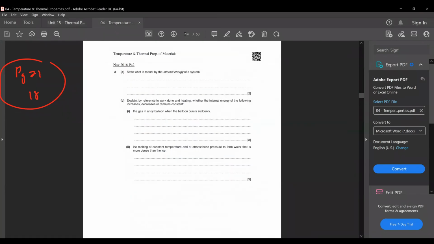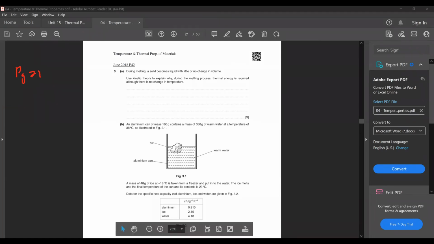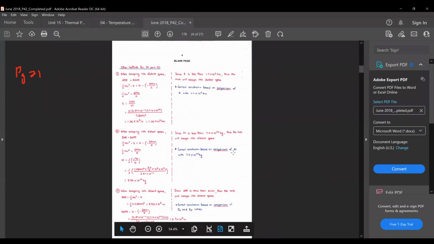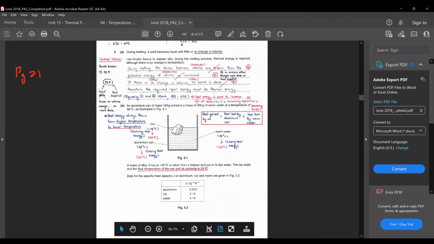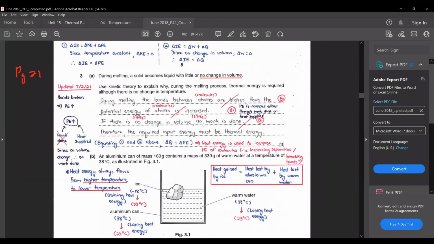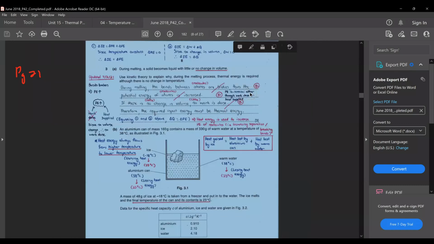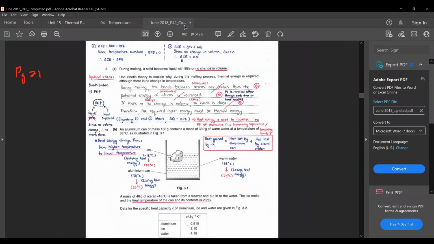Can you guys just have a look at page 21? Just look at page 21 first. This is June 2018 P42. Now, question 3A.